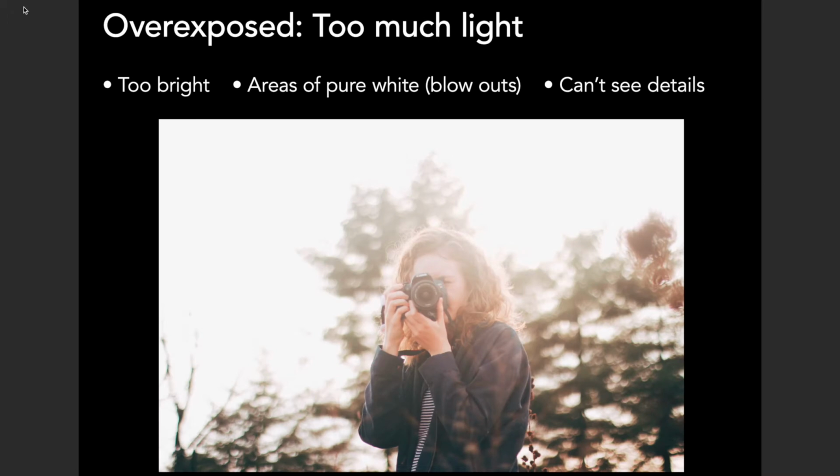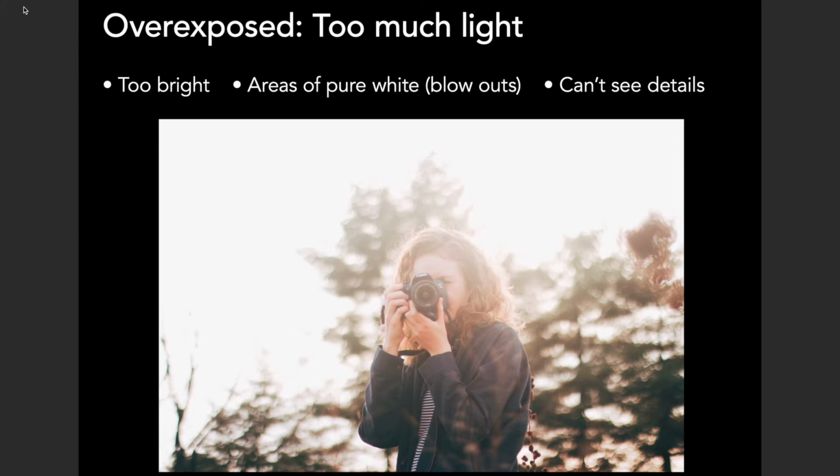So things that you want to avoid are an overexposed picture. So if a picture is overexposed, it means there's too much light. So what this looks like is it's just a really bright photograph. It just feels too bright. And one thing that often happens is you get areas where there's just pure white. These are called blowouts because you can't fix a blowout with editing.